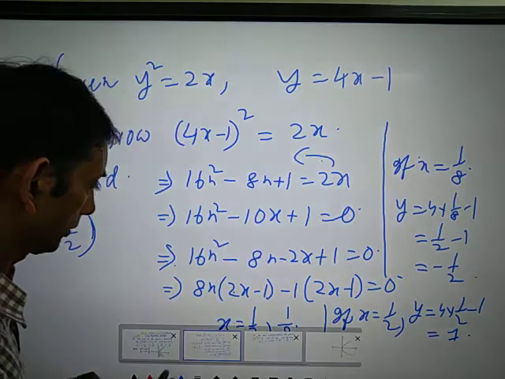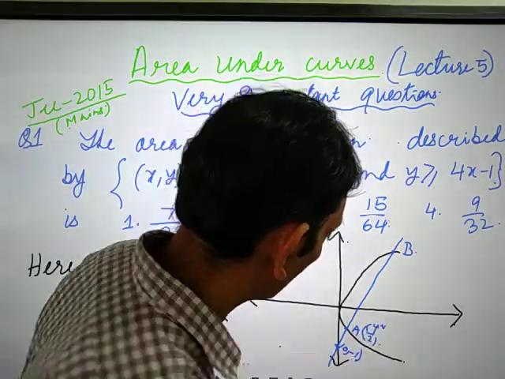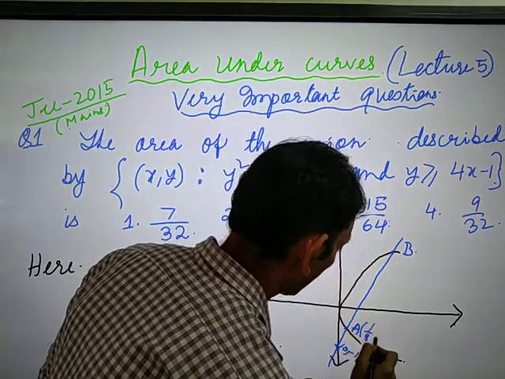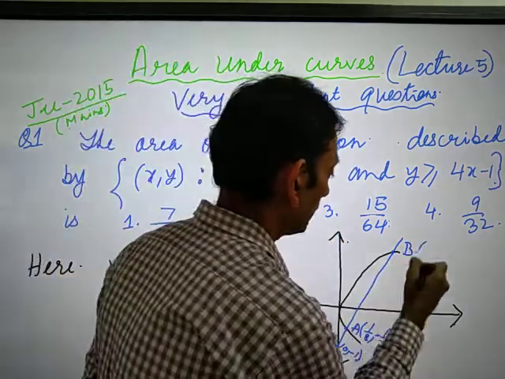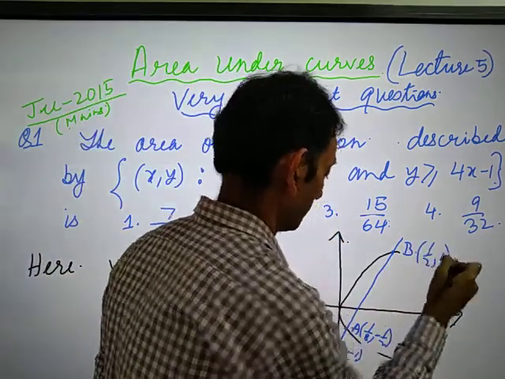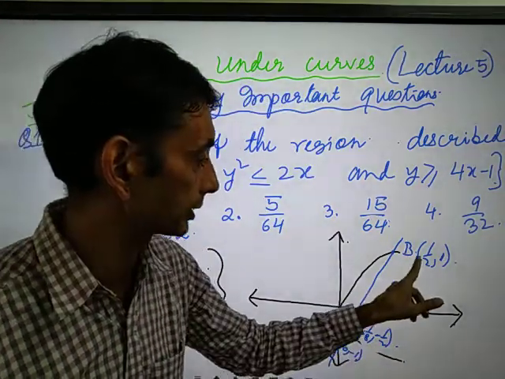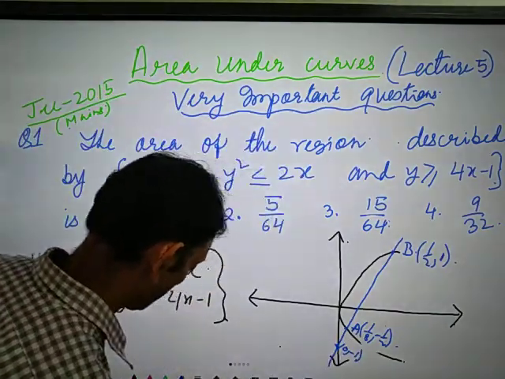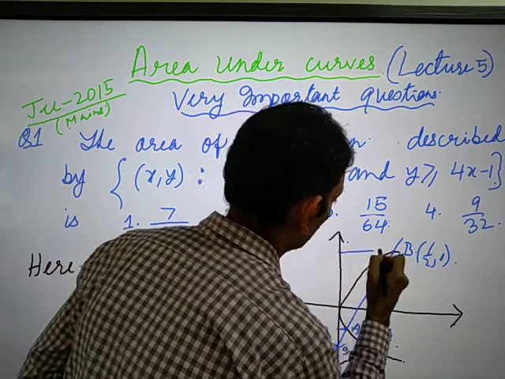So this will be 1 by 8, right? This is 1 by 8 and minus half. Fine. And the b point will be half comma 1. So the a point is 1 by 8 comma minus half, and b is half comma 1. So now let us draw this line. Let us join these 2 points, and here also draw a perpendicular.